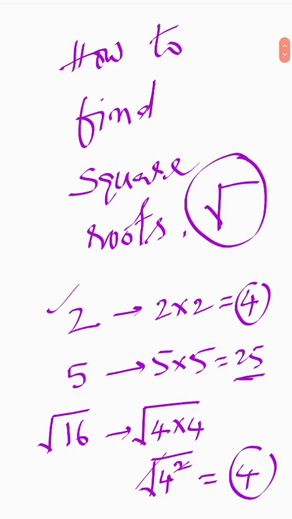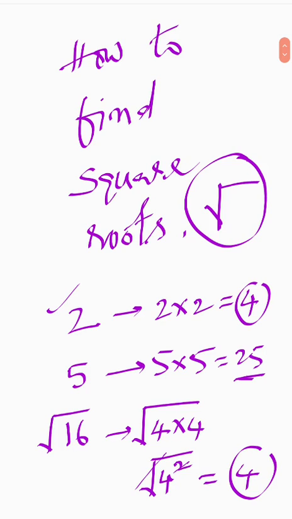So if anybody asks what is the square root of any number, we have to check whether the given number can be written as the product of two equal numbers or not. From those two equal factors, one factor we select, that is the square root of the given number. Yes, I hope you understand the difference between square and square root.